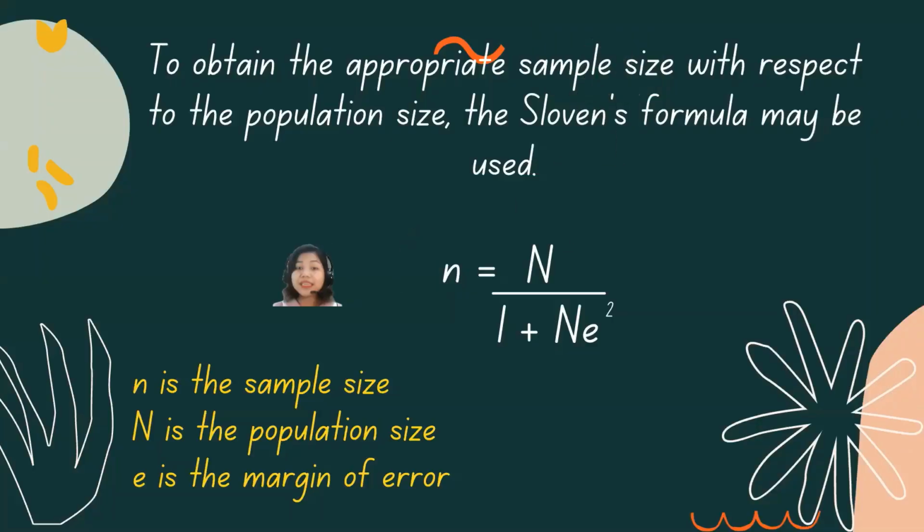And to do this, we need to use Slovin's formula to obtain the appropriate sample size with respect to the population size. So, Slovin's formula to compute for this: sample size is equals to the population size divided by 1 plus the product of the population size and the squared margin of error.